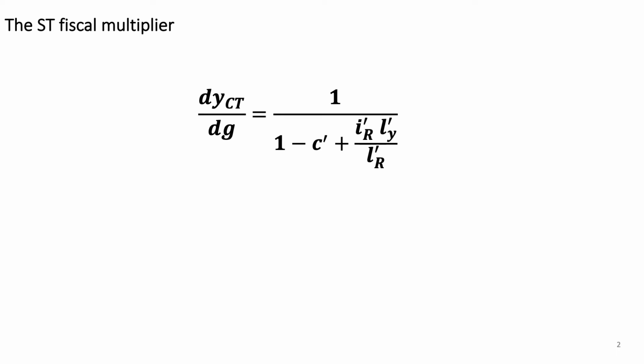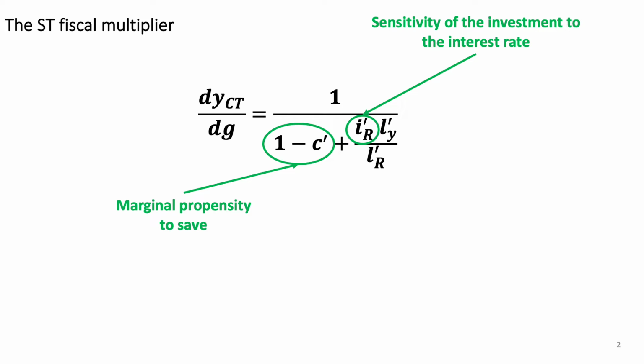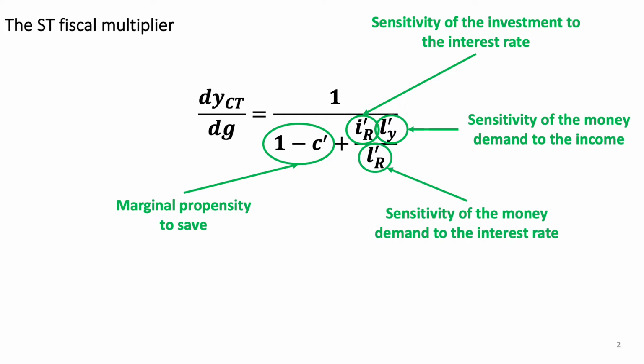Let's first come back to the formula of the multiplier that we obtained in the previous podcast. We can see that the multiplier will be larger if the marginal propensity to save is low, the investment is not too sensitive to the interest rate, the demand for money is not too sensitive to the income, and the demand for money is very sensitive to the interest rate.